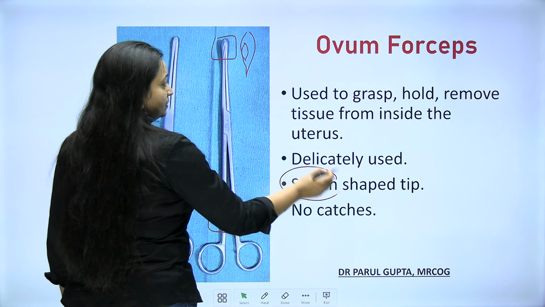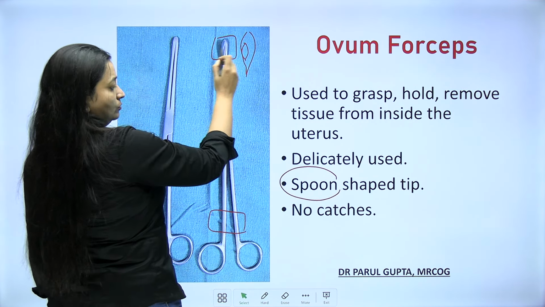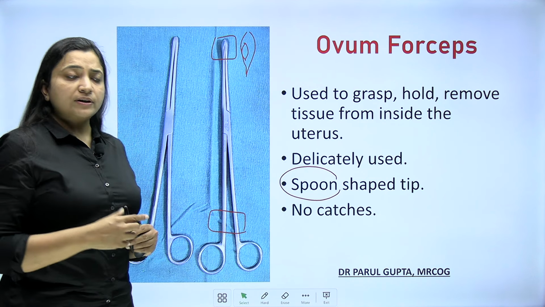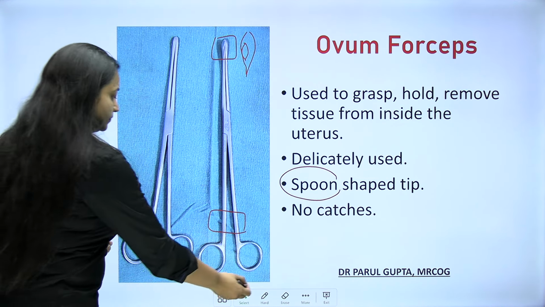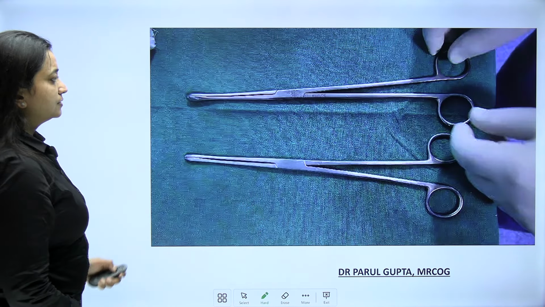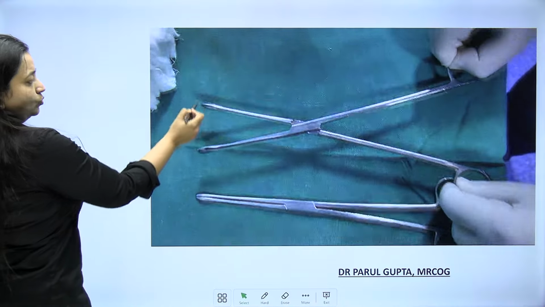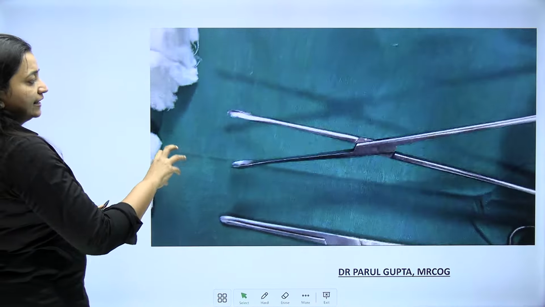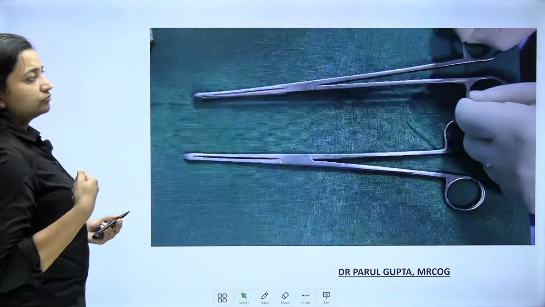Spoon shaped tip. The tip has spoons on both the sides and there are no catches. So how do you differentiate between this instrument and other instruments? An instrument with no catches is an ovum forceps. This way, no catches, easily you can open it. There is a spoon on both sides. You go inside, fill the contents inside the spoon, close it and just come out of the uterus.